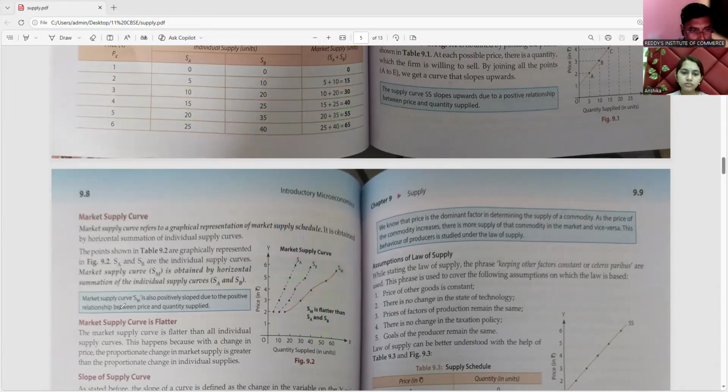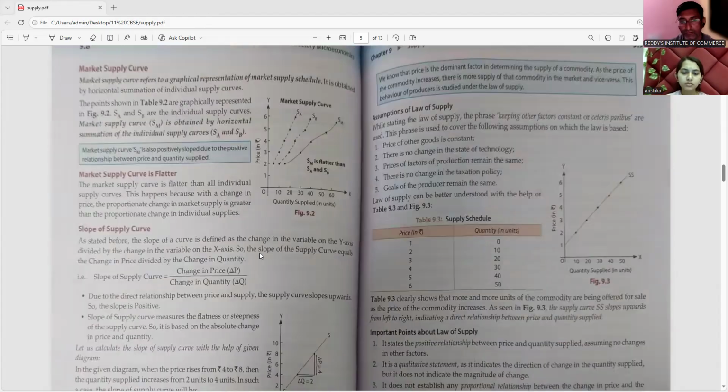So basically, what will happen in this case? The market supply curve is also positively sloped due to the positive relationship between the price and quantity supplied. So now, objective: the market supply curve will be upward or downward sloped? Positively sloped, so your answer will be positively sloped, right?